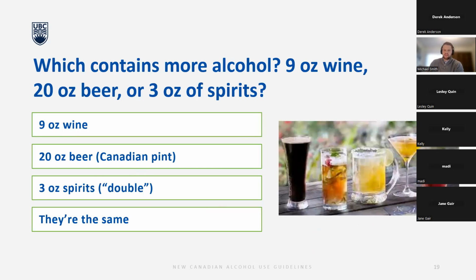We're going to go through one more question. I want you all to guess which contains more alcohol: 9 ounces of wine, 20 ounces of beer, or 3 ounces of spirits. Let me just pull that up. Great, and you should see it there in front of you now. I'll give you about 30 seconds to do that. Great, I'm seeing some good participation here. So I can end the poll there and share with you the results. The majority of you said 3 ounces of spirits, but we also had some people saying it could be the wine, the beer, or that they might be the same.